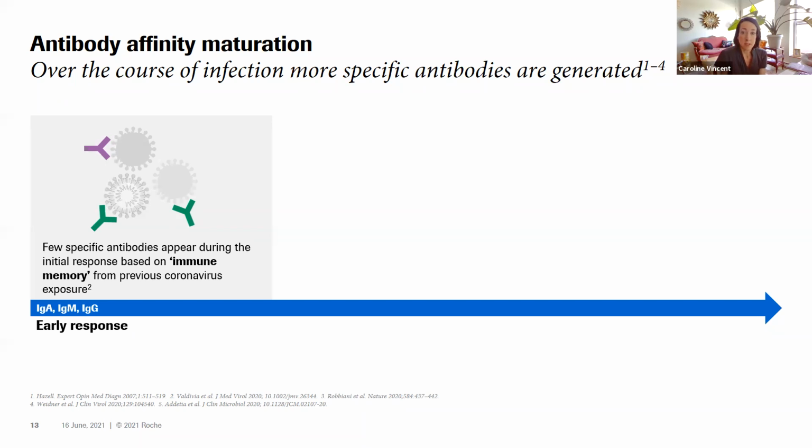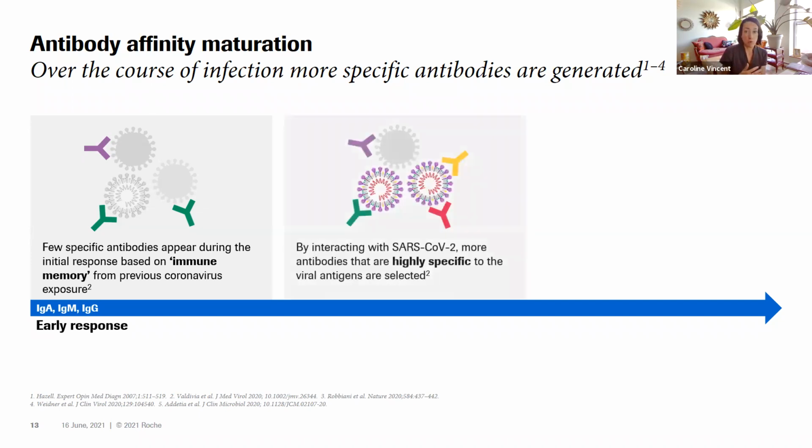Among the antibodies that are produced during the early response phase, a few may arise from immune memory from other coronavirus strain exposure, and show some specificity to SARS-CoV-2. Then over time, the immune system will improve its recognition of the virus by directly interacting with SARS-CoV-2, and it will generate more antibodies that are highly specific to the viral antigens.